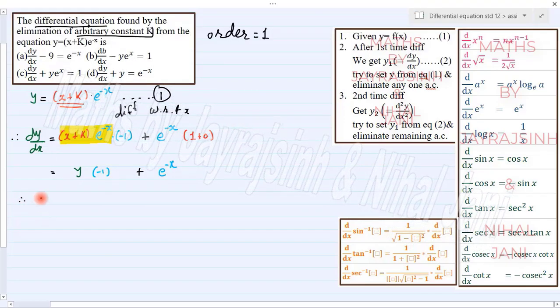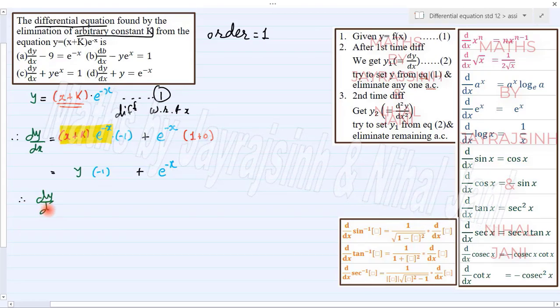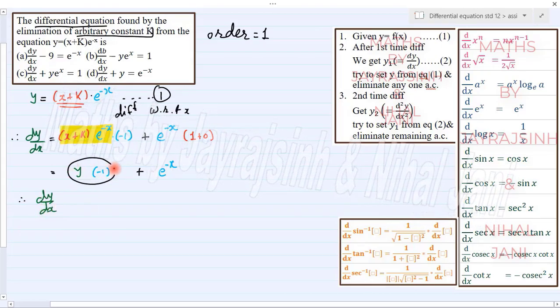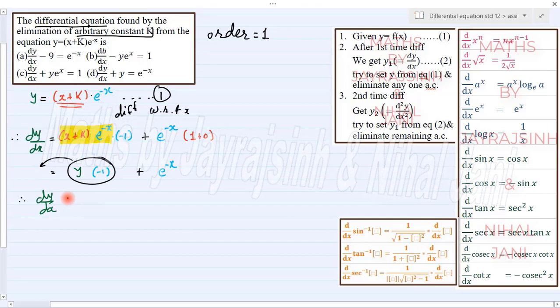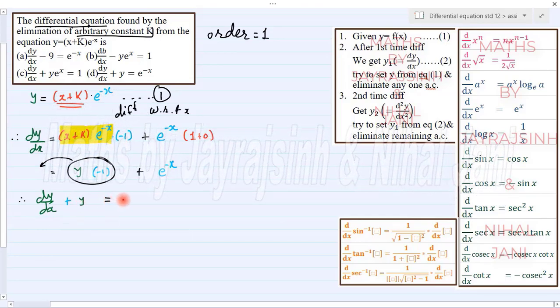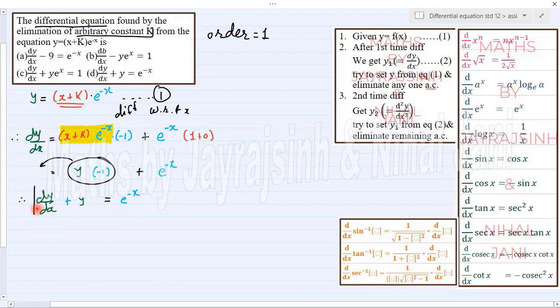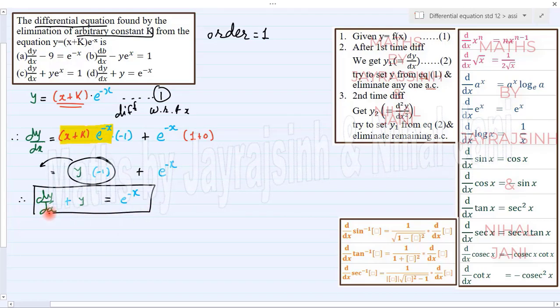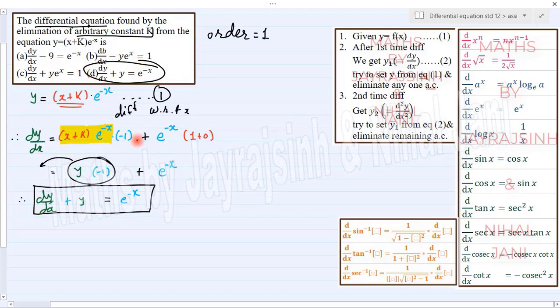So let's rearrange the term. Your dy by dx, and if we take this minus y on the left hand side, we will get plus y, and on right hand side e raised to minus x will be as it is. So this is your required differential equation, which is given in option D. Ta-da!